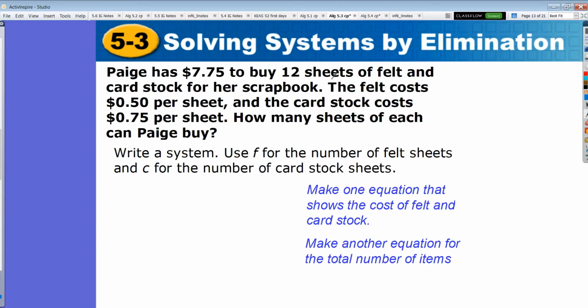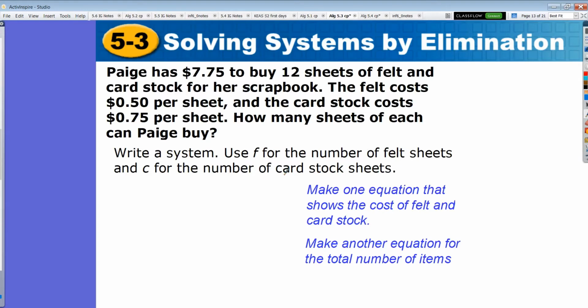$7.75 to buy 12 sheets of felt and cardstock for her scrapbook. All right, the felt costs 50 cents per sheet, and the cardstock costs 75 cents per sheet. All right, we want to know how many sheets of each kind can Paige buy. So we're going to write a system. We're using F for the number of felt and C for the number of cardstock.